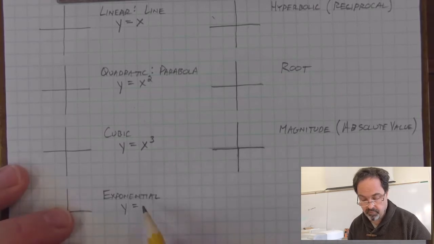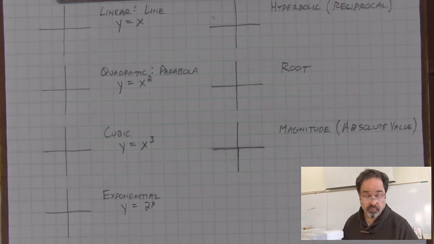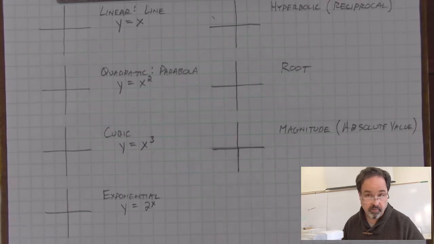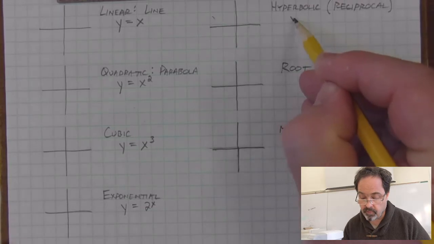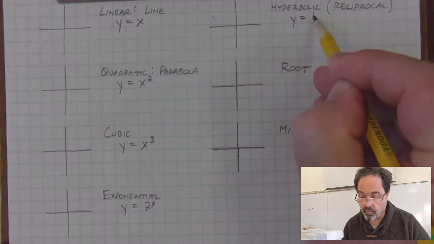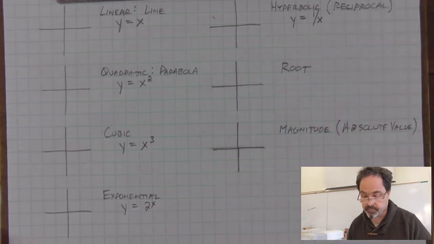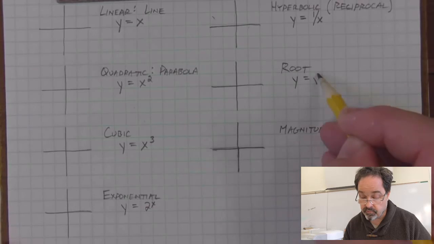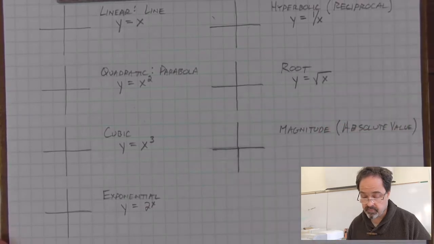Exponential's parent equation is y is equal to 2 to the x. Though some would choose the parent exponential base to be 10, 2 is a low, very manageable number. The parent form of a hyperbola, or a hyperbolic function, is y is equal to 1 divided by x. The simplest form of a root is y is equal to the square root of x.